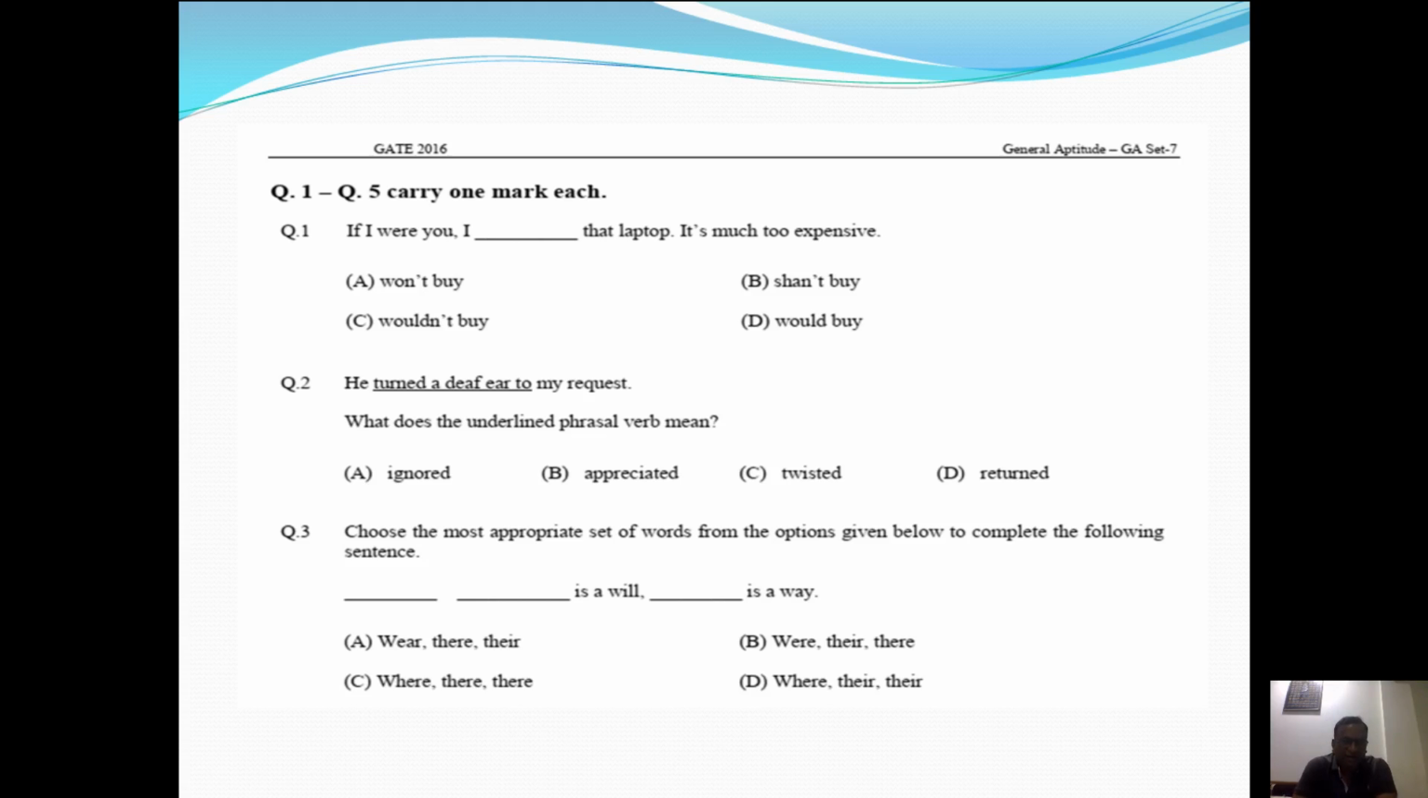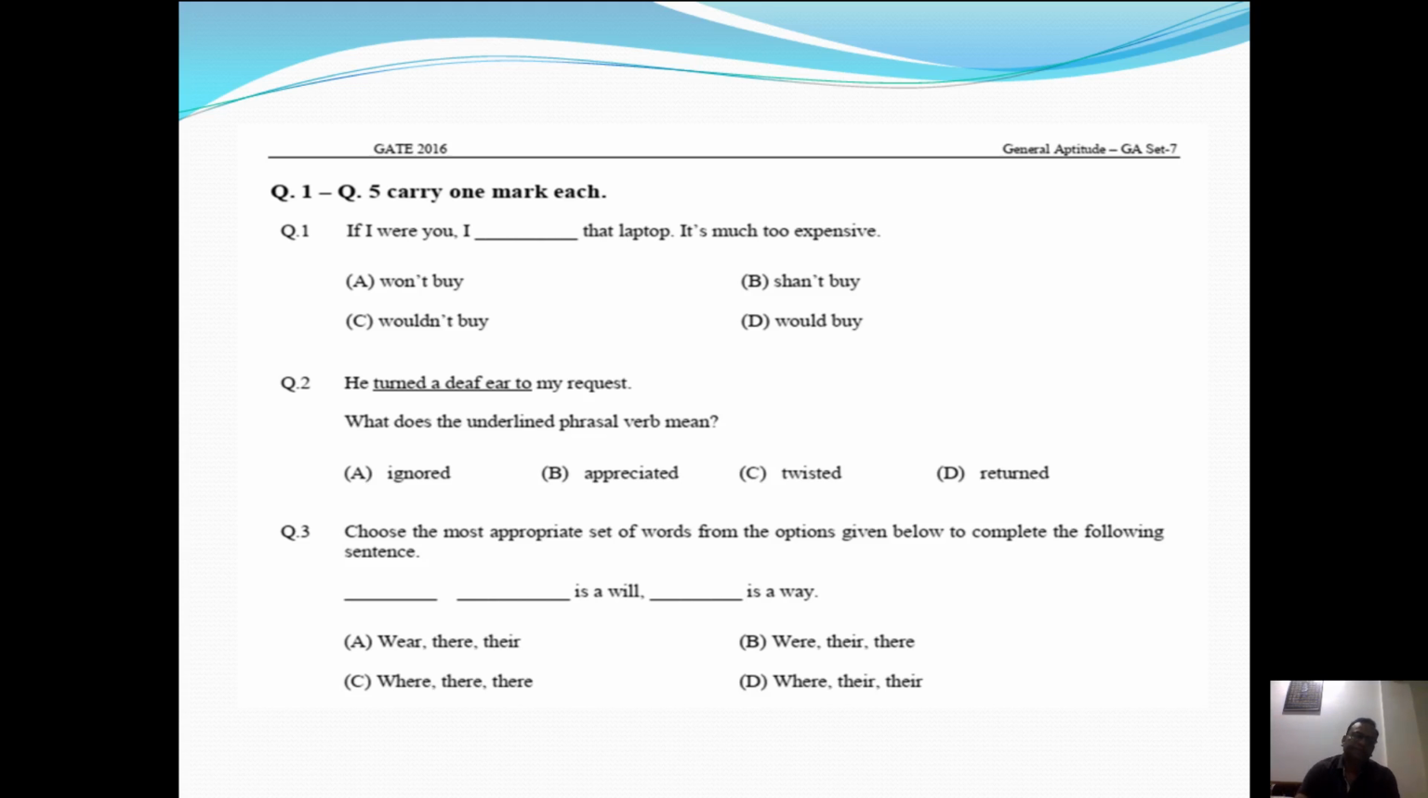If I were you, I, option number 1, won't buy that laptop, it is too much expensive. Option B, shan't I. Option C, wouldn't buy, or option D, would buy. As the sentence is giving a negative remark because it's too much expensive, we will have to choose option C, wouldn't buy. If I were you, I wouldn't buy that laptop. It's much too expensive.